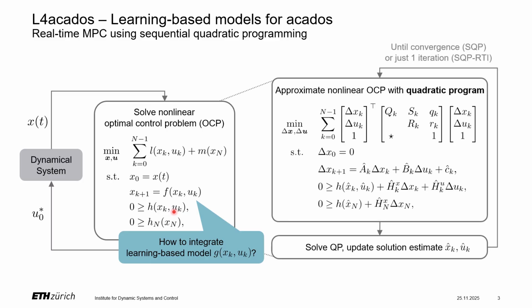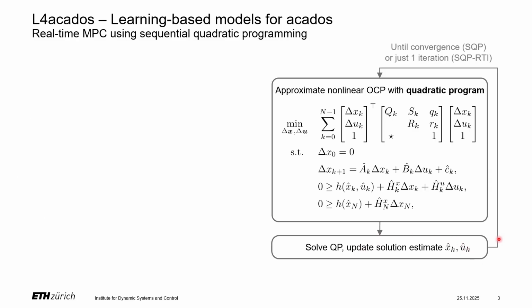To interface the residual model g, in this work, we consider numerical solutions to this OCP obtained by sequential quadratic programming. Thereby, the nonlinear OCP is approximated by a quadratic program that consists of a quadratic cost approximation, as well as linearized dynamics and inequality constraints. At each SQP iteration, this QP can be efficiently solved for an increment, which is used to update the current estimate of the optimal solution.